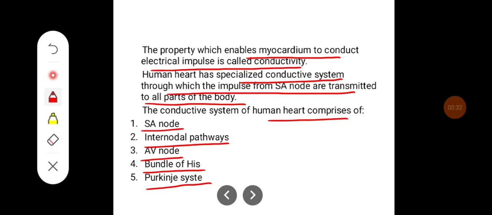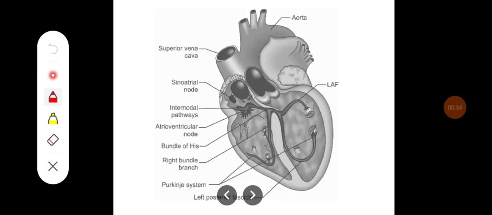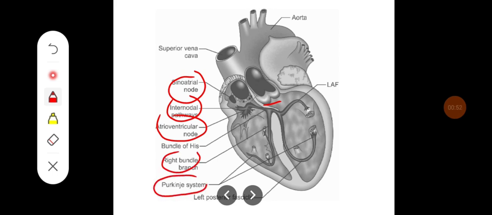fibers or system. So this diagram showing all those different structures: sinoatrial node, internodal pathways, atrioventricular node, the bundle of His, and the right bundle branch and the left bundle branch, and then you have a Purkinje system which are going to innervate the entire ventricular system.